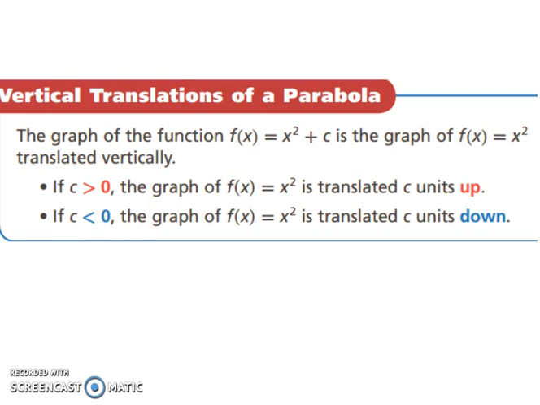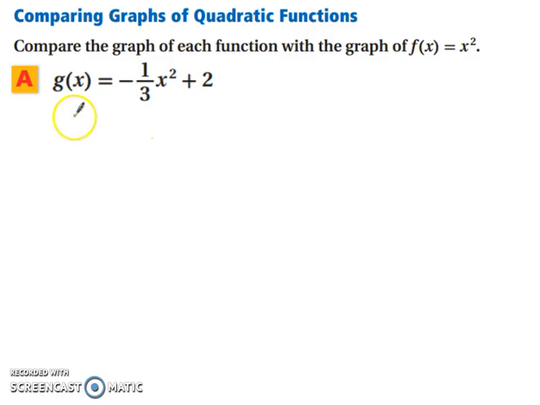So let's practice. We're going to compare the graph of each function with the graph of f of x equals x squared. So we're going to compare each of these with the parent function. In this case, g of x is wider because of this a value. It opens downward because of this negative. So it's wider because it's less than 1. It's opening down because it's a negative.